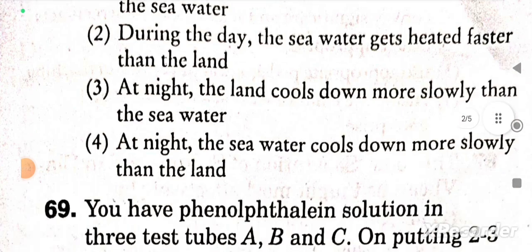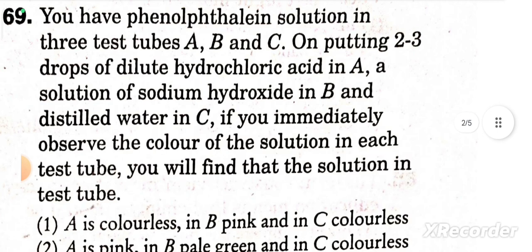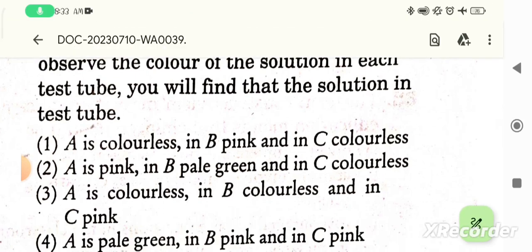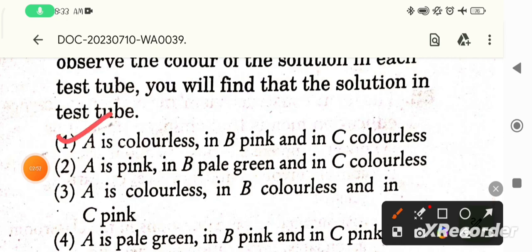Next question is, you have phenolphthalein solution in 3 test tubes A, B and C. On putting 2 to 3 drops of dilute hydrochloric acid in A, a solution of sodium hydroxide in B and distilled water in C, if you immediately observe the color of the solution in each test tube, you will find that the solution in test tube A is colorless, in B pink and in C colorless. So here first one will be the correct option.